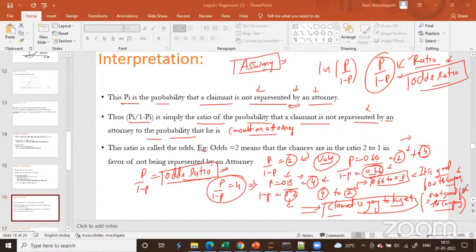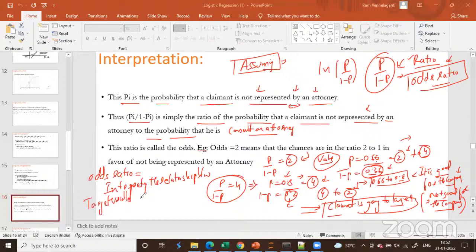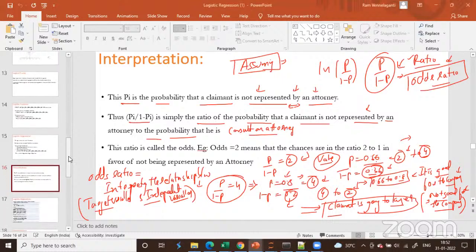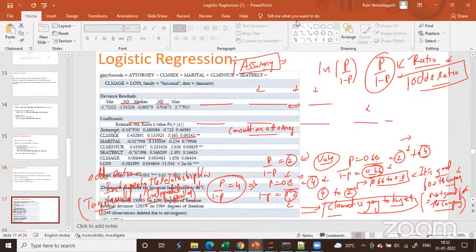Now, odds ratio will also help us in interpreting the relationship between our independent variables and target variables. So now the question is, how is it going to help us? How is it going to help us in interpreting the relationship between your target variable and independent variables?